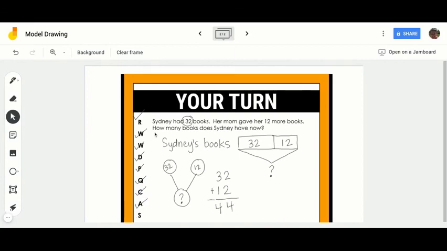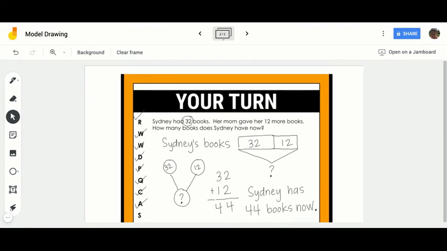So my question said, how many books does Sydney have now? So I'm going to turn that around and I'm going to say, Sydney has 44 books now. All right, go ahead and finish writing your sentence. Make sure you started with a capital letter. Make sure you ended with a period.